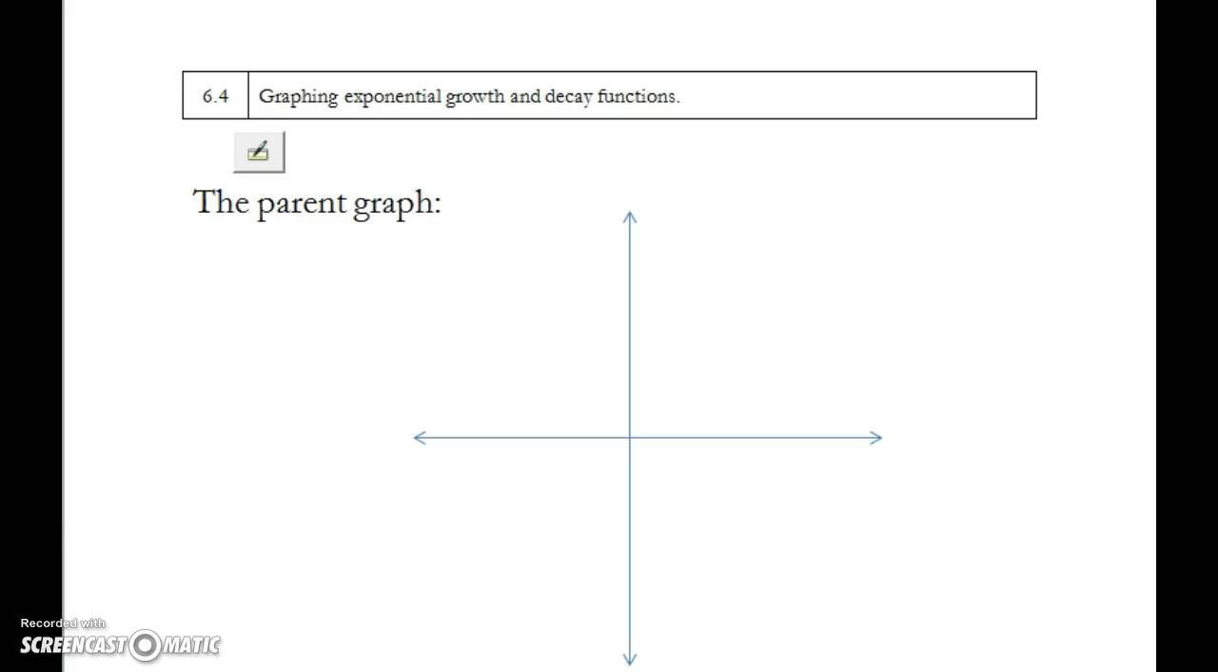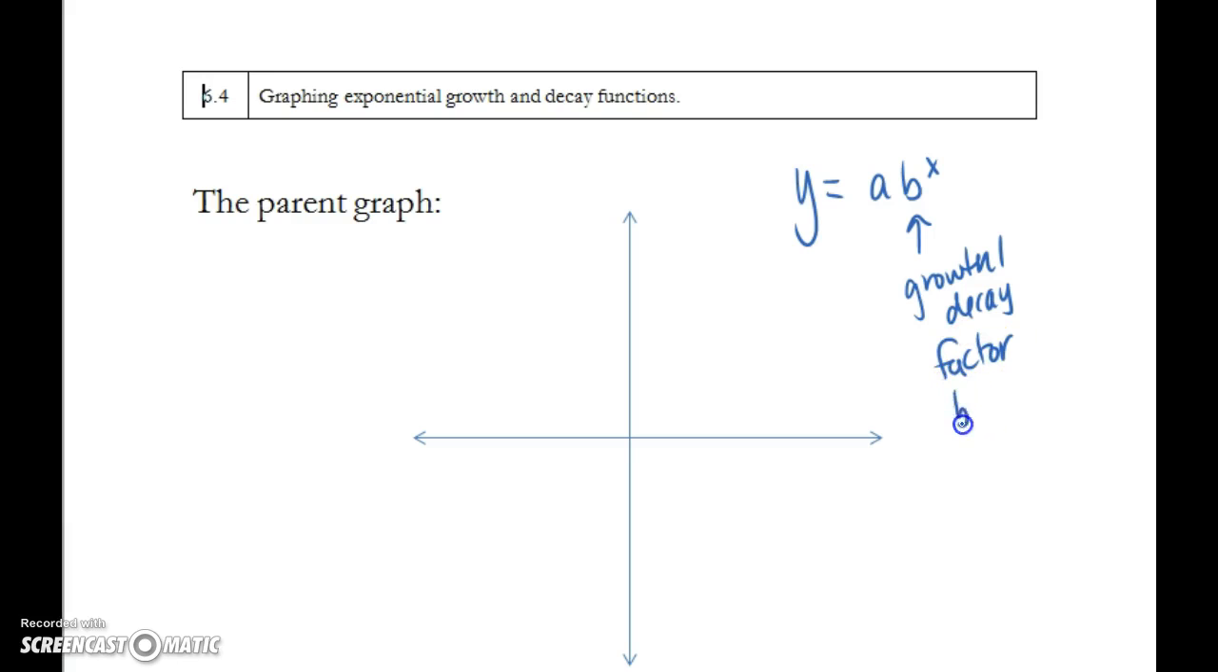The equation for our parent graph looks like the following. It's in the form y equals a b to the x. And b is what we call our growth or decay factor. When our value of b is greater than 1, our function is a growth function. And when b is between 0 and 1, our function is decay.